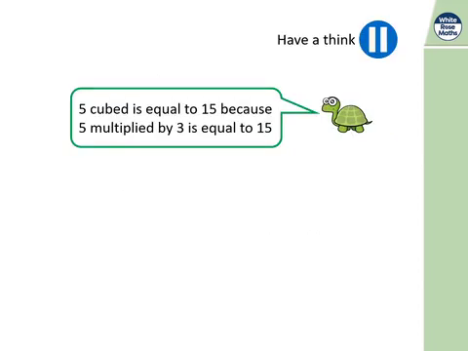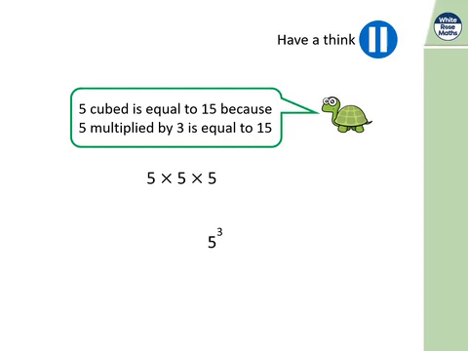Tiny says 5 cubed is equal to 15 because 5 multiplied by 3 is equal to 15. Have a think about the error that Tiny has made. We know that 5 cubed means this, 5 times 5 times 5. I think the error that Tiny's made is that Tiny's seen that, 5 and a little 3 to the side, and thought that means 5 times 3. It doesn't, it means 5 cubed. 5 multiplied by itself 3 times. What is 5 cubed then?